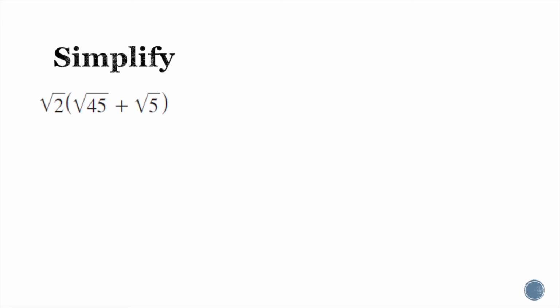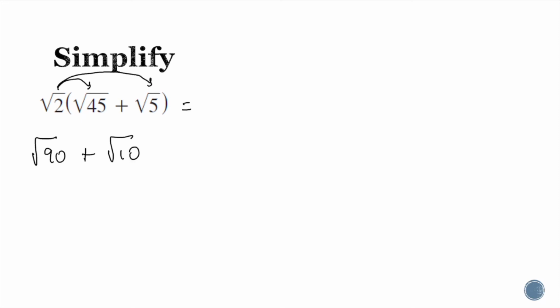So, let's take a look at this. I have the square root of 2 times the square root of 45, square root of 2 times 5. This will give me, let me work down here, the square root of 90 plus the square root of 10. Great. Now let's take a look.